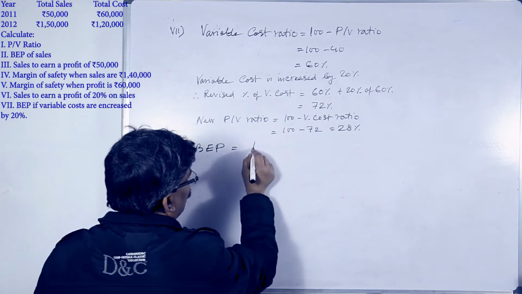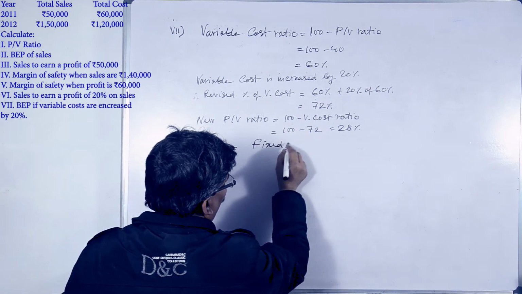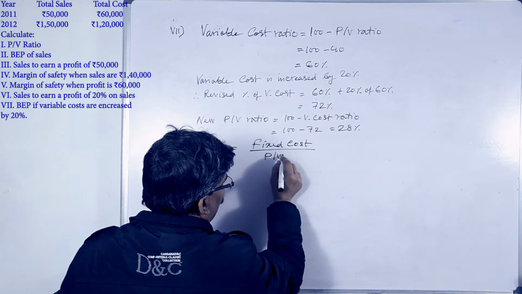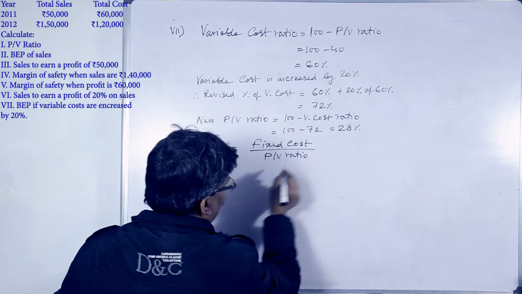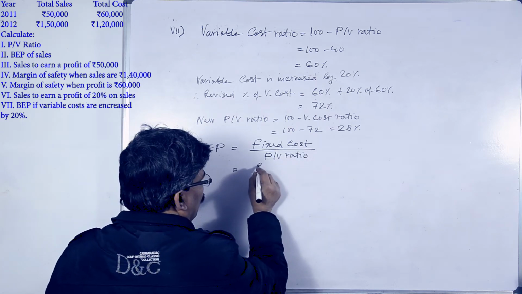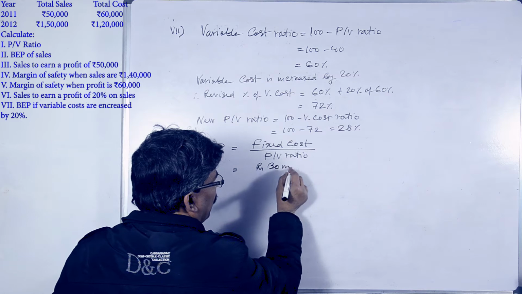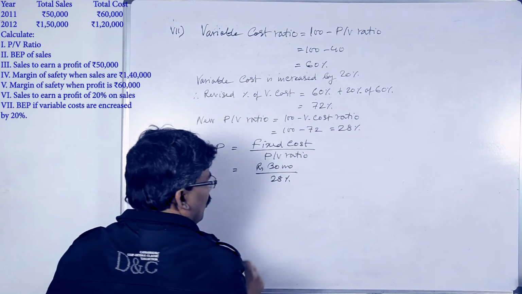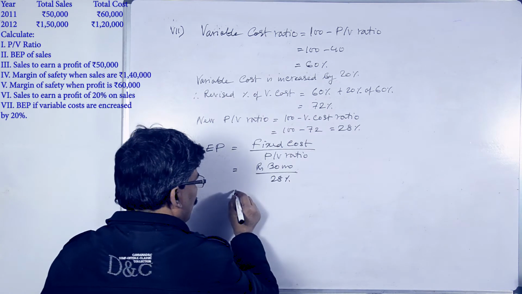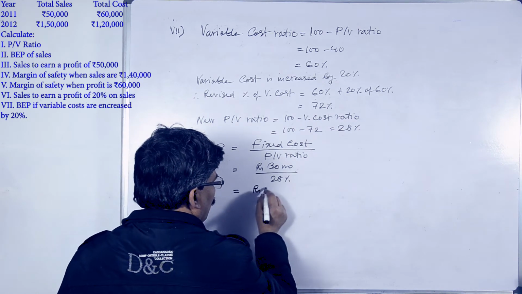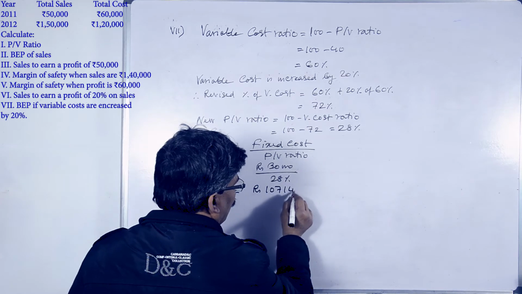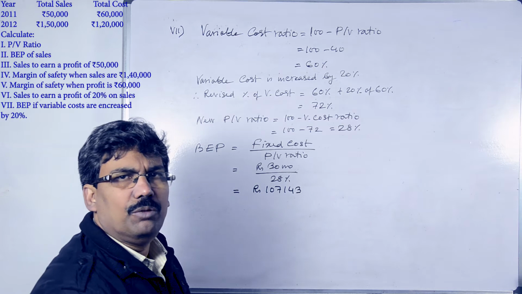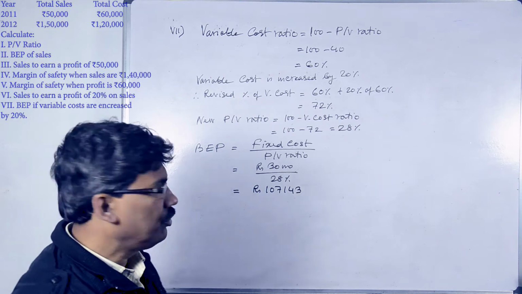Break-even point equals fixed cost divided by PV ratio. Fixed cost out here is given 30,000, we calculated previously, divided by 28% equals rupees 107,143. This is the new break-even point when variable cost is increased by 20%.